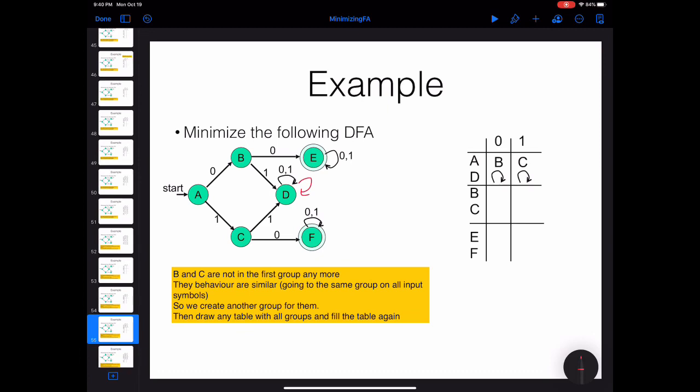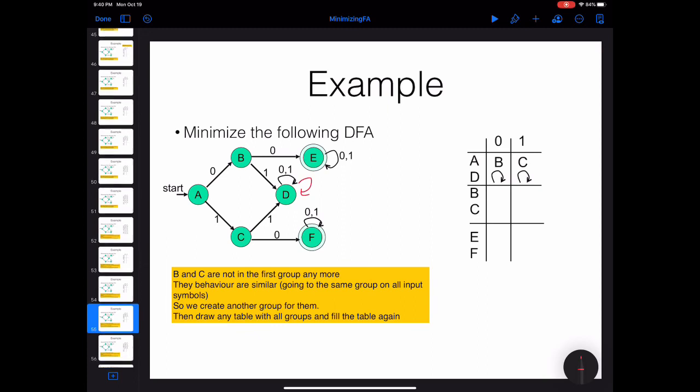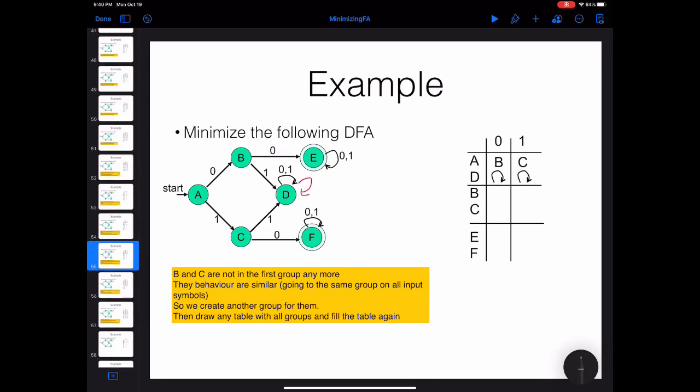I'm going to fill out the whole table, then check to see which groups can be split more. So now I'm going to check for B and D. As you can see, for B, over the transition of 0, you are going to this group.